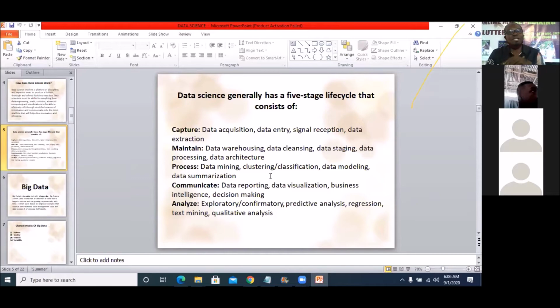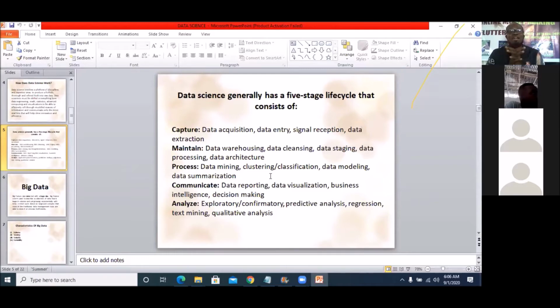Then we'll look at communicate: data reporting, data visualization, business intelligence, and decision making. This is when, from what you've done so far, you're able to put your data in form of tables and charts so that somebody can visualize your data and read out meaning from it. So from there, somebody can make good business decisions.